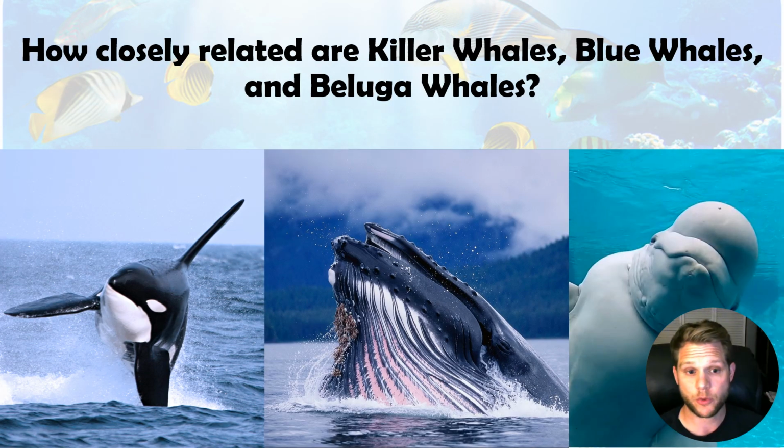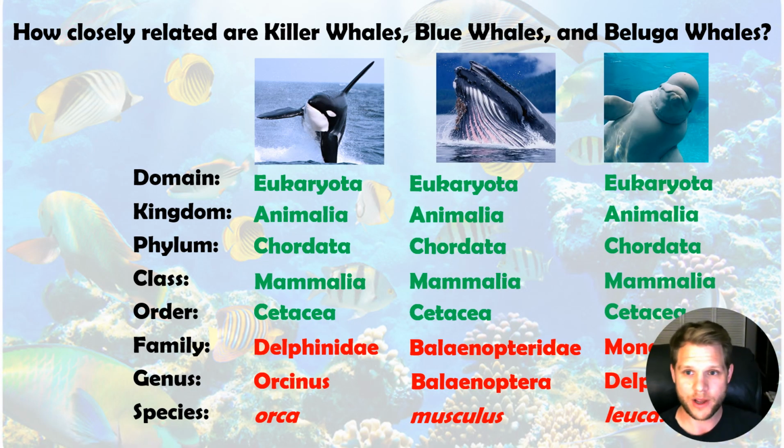So continuing along with whales, here are the three that I just mentioned, the killer whale, the blue whale, and the beluga whale. How closely related are they? Advance the slide and find out. Killer whales, blue whales, and beluga whales all belong to the Cetacea order. So all the green is the things that are the same. They differ at the family level.